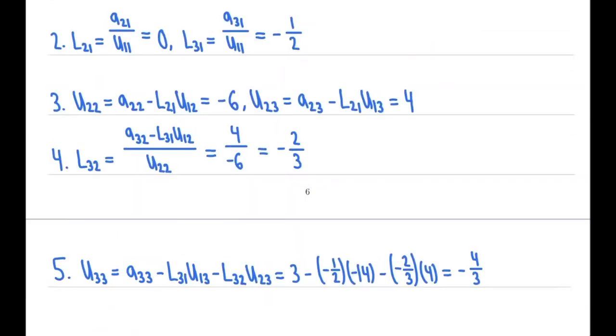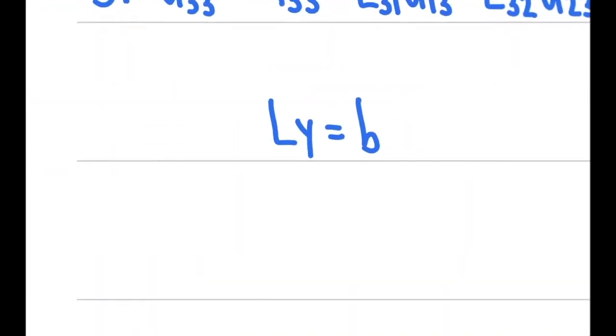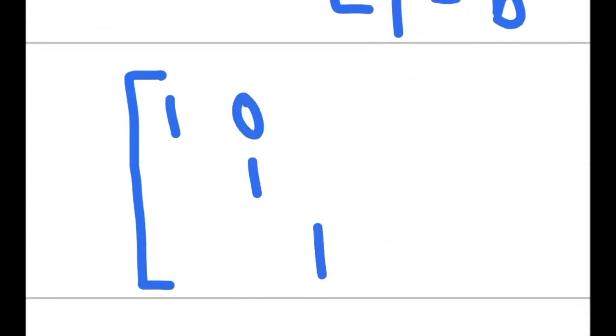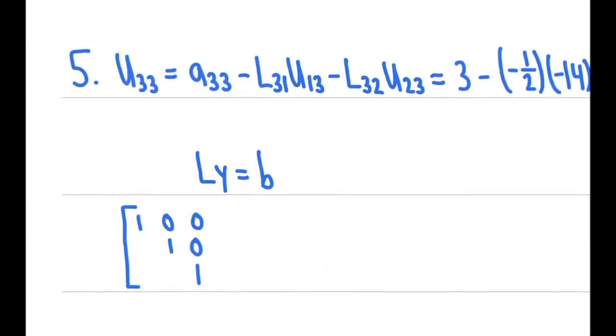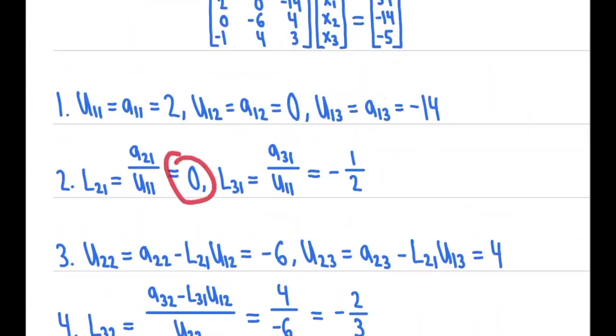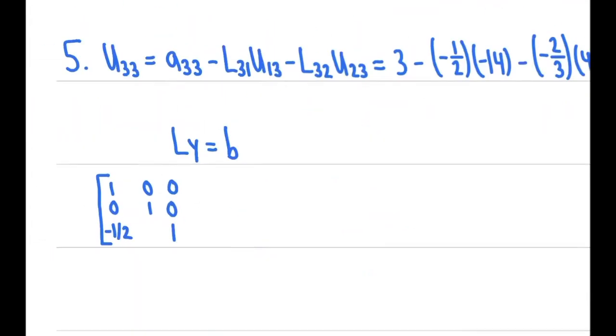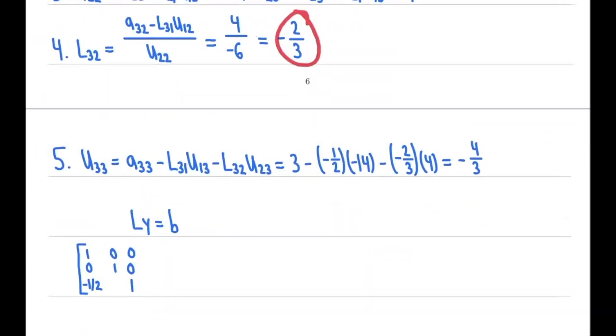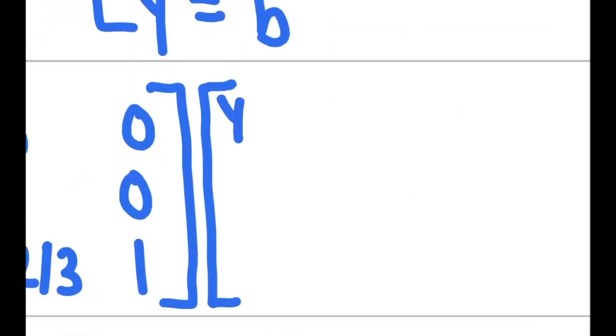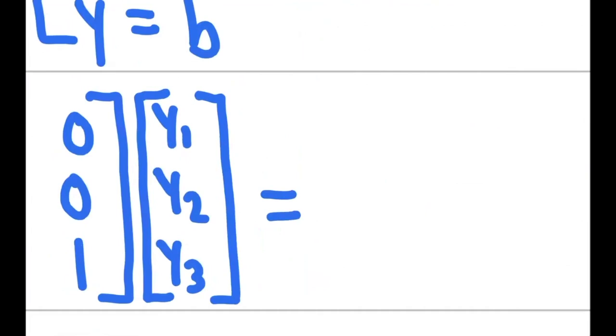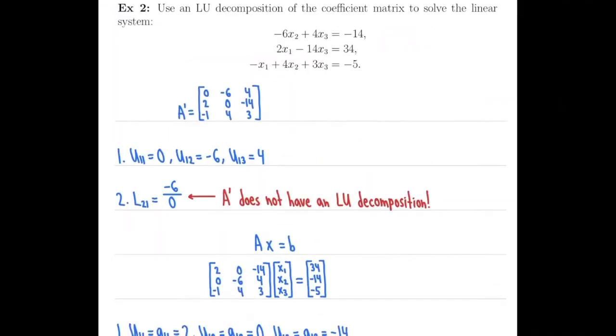Now that we have all the L and U entries, now I need to solve Ly equals B using forward substitution. So L, we have ones on the main diagonal. We got zeros here because it's lower triangular. And let's see, we have L21 and L31, that's 0 and -1/2. And L32 is -2/3. And Y, I'm just going to say that's Y1, Y2, Y3. And what is B?